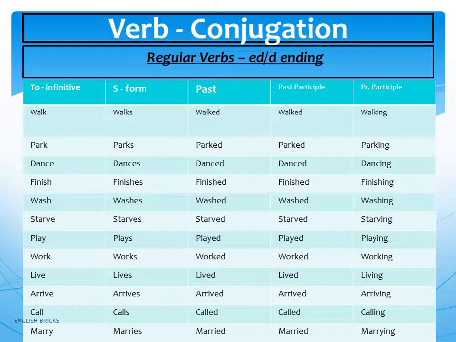For example, walk, walks, walked, walked, walking. Let's say dance, dances, danced, danced, and dancing. Play, plays, played, played, playing. Call, calls, called, called, calling. Now these are the various 5 forms, and this is called the verb conjugation. And for regular verbs, you notice that the past and the past participle, all of them have ed endings. Is that clear? Alright? Okay, so now let's learn what those 5 forms actually mean.